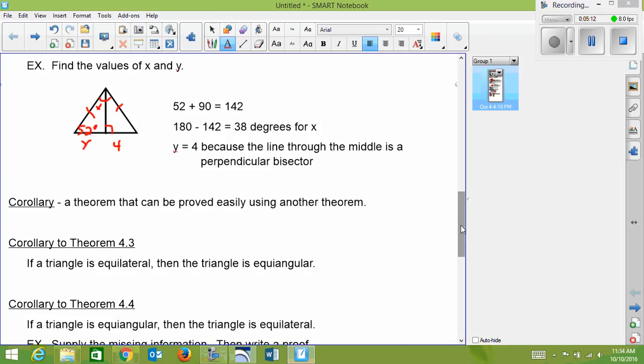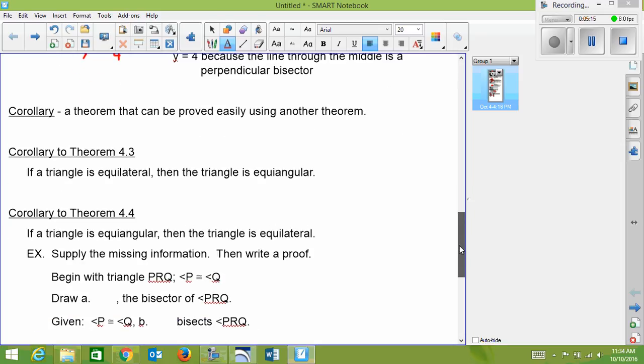So here, if I'm going to use that information to solve a proof, it says supply the missing information, then write the proof. So begin with triangle PRQ, where angle P is congruent to angle Q. Draw blank. We need to fill that in. Draw what? We need to draw side RS, which would be the bisector of PRQ. So given that angle P is congruent to angle Q, then blank bisects PRQ. So we need to fill in RS there, because that's the side that would complete that thought.